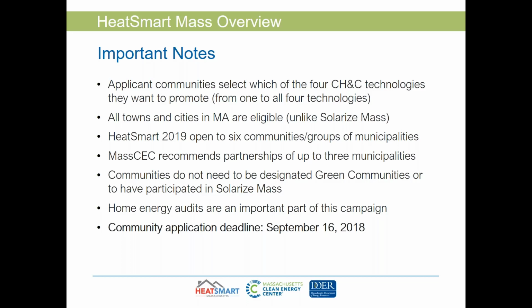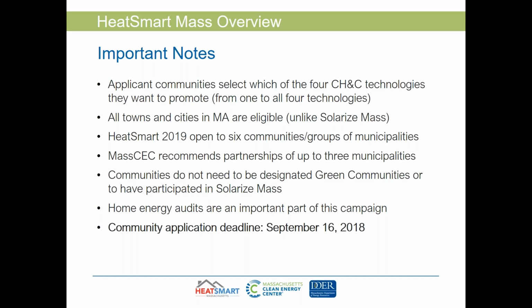Applicant communities can select which of the 4 clean heating and cooling technologies that you want to promote. You can select one, and you can select up to all 4. That's up to your community as a part of your application, so be sure to note that. All cities and towns in Massachusetts are eligible.